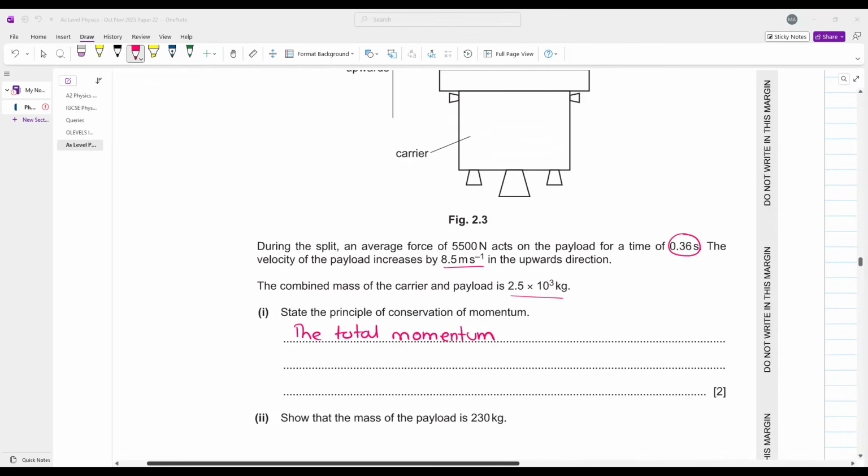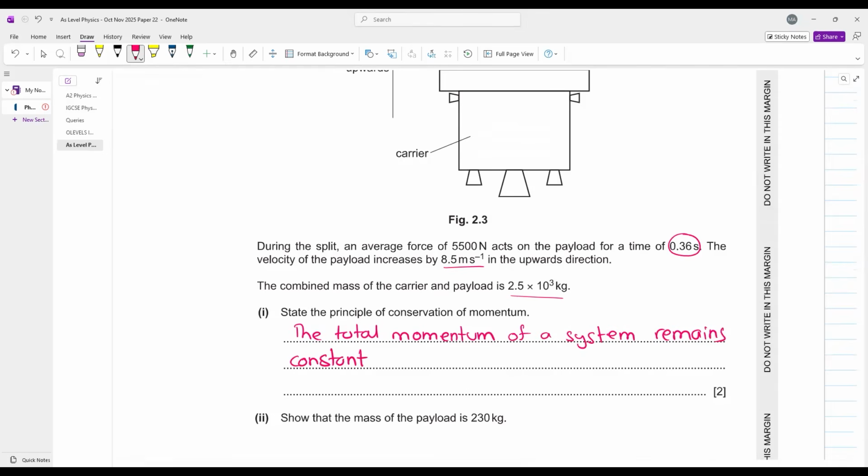The total momentum of a system remains constant. Given that no external force acts on the system, the total momentum of a system remains constant if no external force acts on the system. Simple.